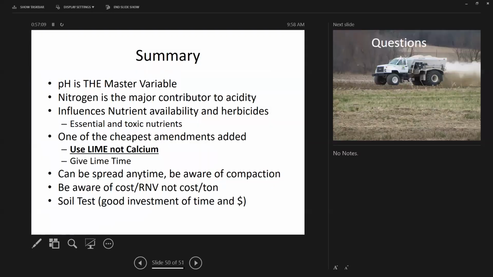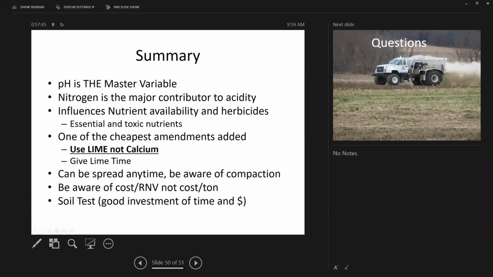So just to wrap it up, in my mind, pH is the master variable. It is so important in the soil fertility program. We are the major contributors to acidity by adding nitrogen fertilizer. That's just the cost of doing business. It influences nutrient availability and herbicide activity. Both essential and toxic nutrients can be influenced by pH. Go too high with one nutrient and it can be toxic, or go too low and it could be unavailable.